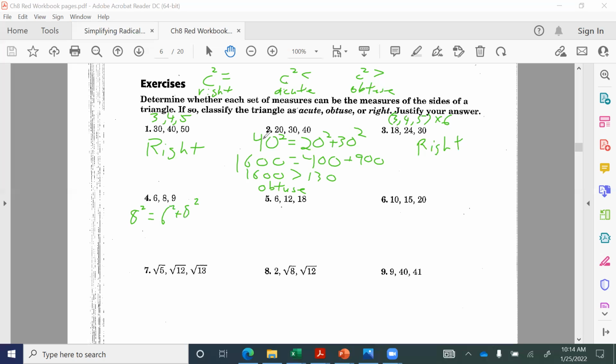Now, do I know that's actually equal yet? So 9 squared equals 6 squared plus 8 squared. 9 squared is 81. That's 36. That's 64. If I add those together, that's 100. So they're not equal. 81 is less than 100. So if the C squared value is less than, it's acute.